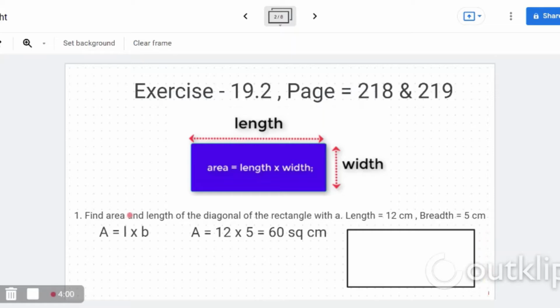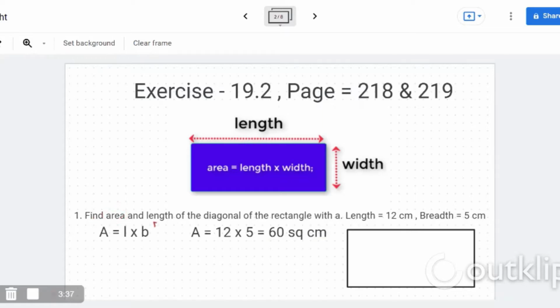So the area is easy. The formula of area is length into breadth. So my area equals length 12 into breadth 5. So 12 fives are 60, and centimeter into centimeter is square centimeter. That means centimeter square. So this is my 60 centimeter square. This is the first part of my answer. But now remember, the area is found out.